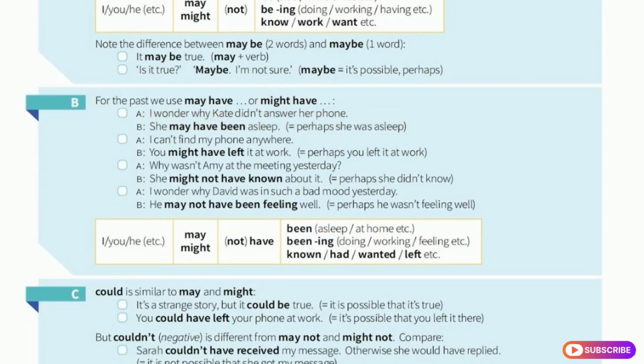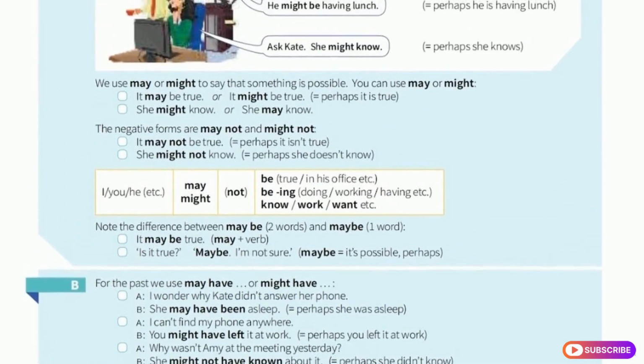We can also express that it's possible something did not happen. By placing not immediately after the modal, we get may not or might not. This simply means perhaps it isn't true.